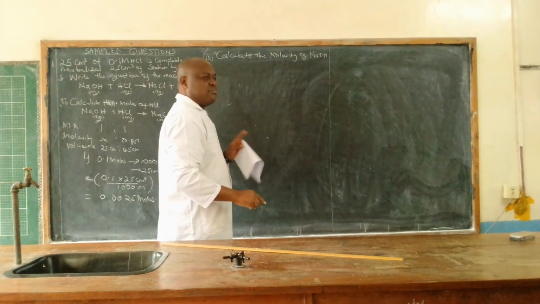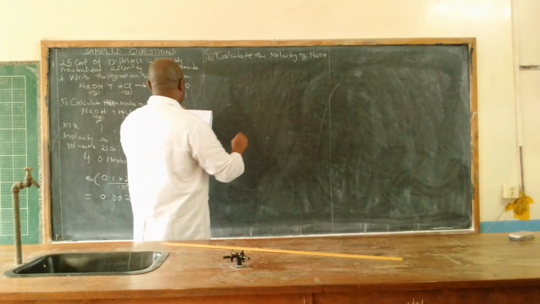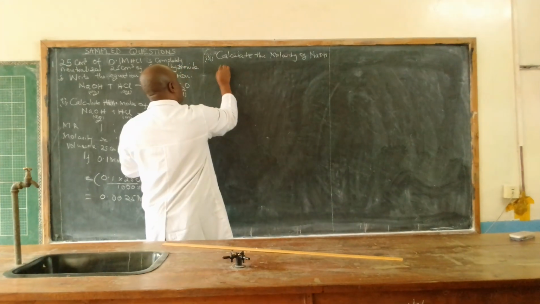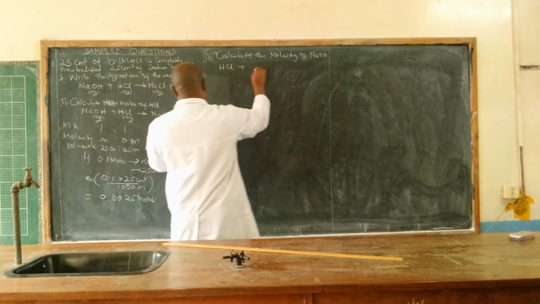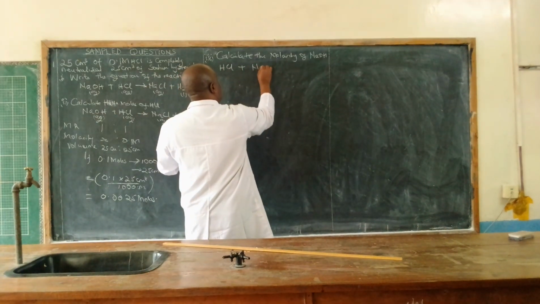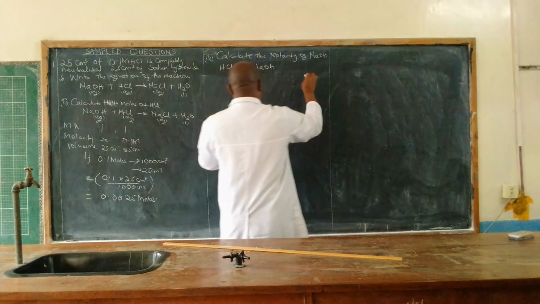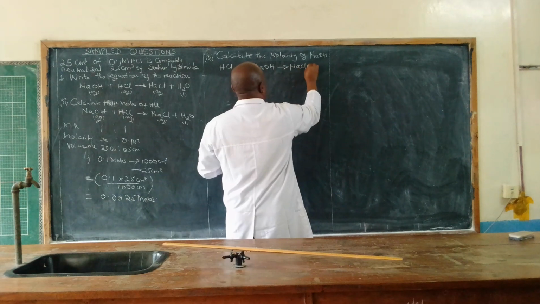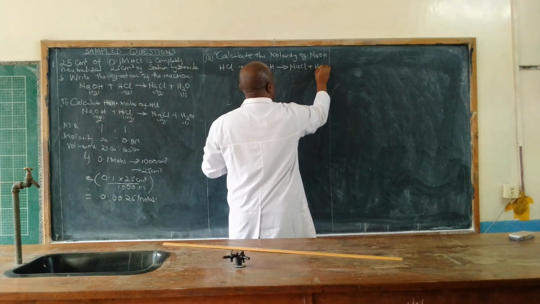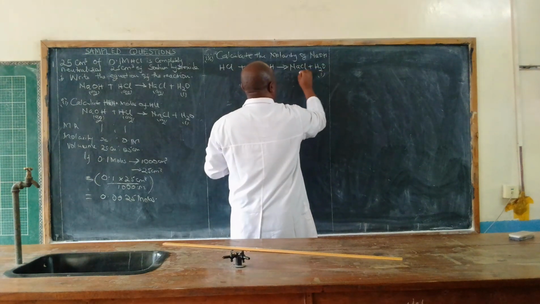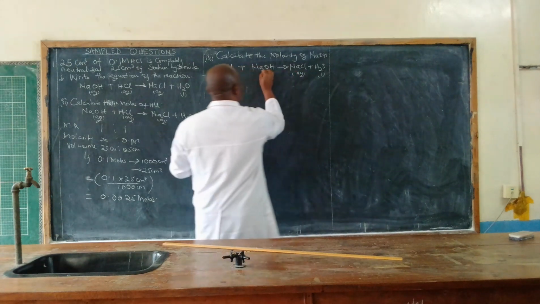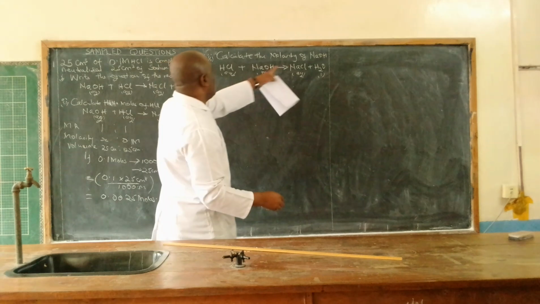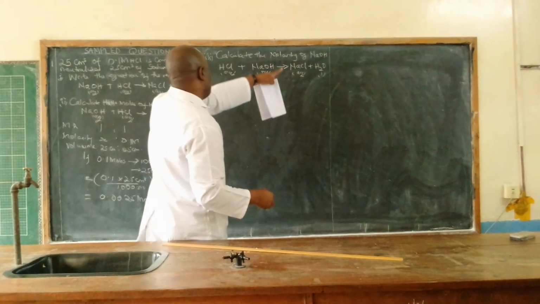So in this case, we are going to write the equation: hydrochloric acid plus sodium hydroxide. It's going to give you sodium chloride plus water. This is liquid, this is aqueous, also this is aqueous. So we have been told to calculate the molarity of sodium hydroxide.